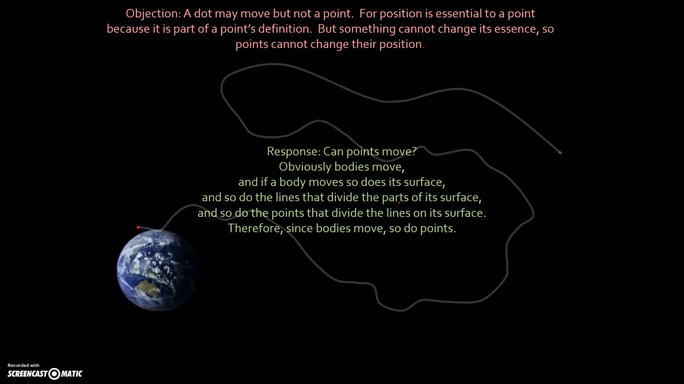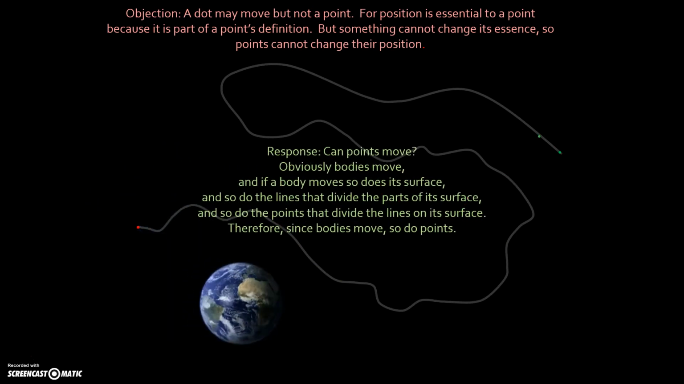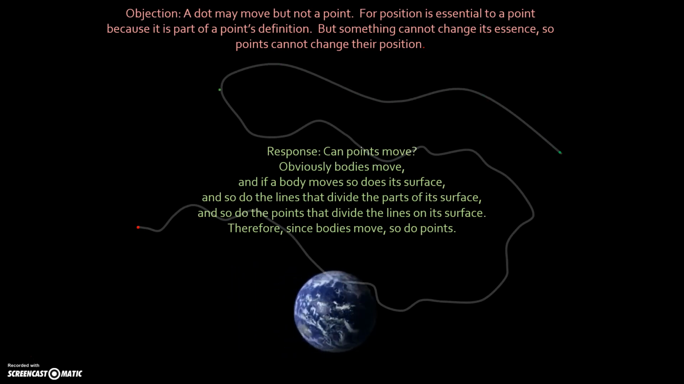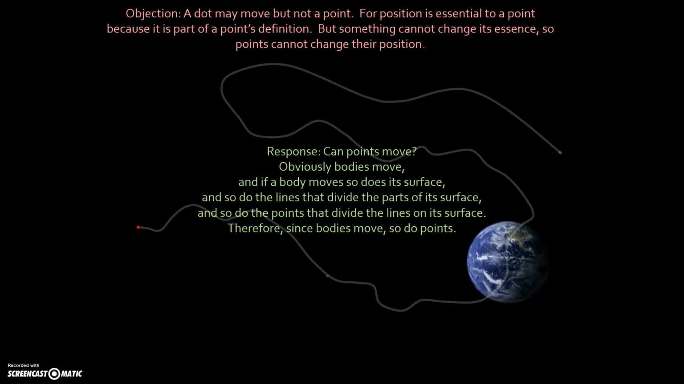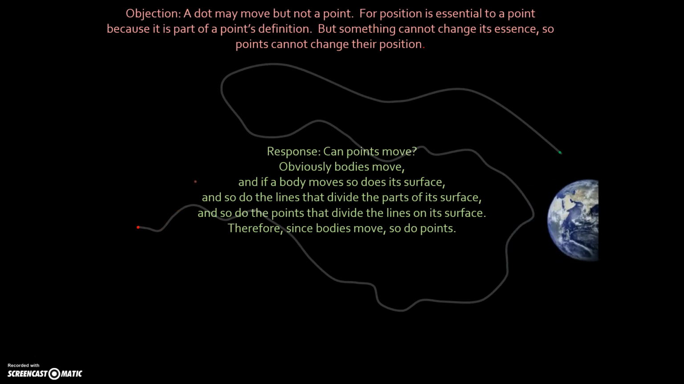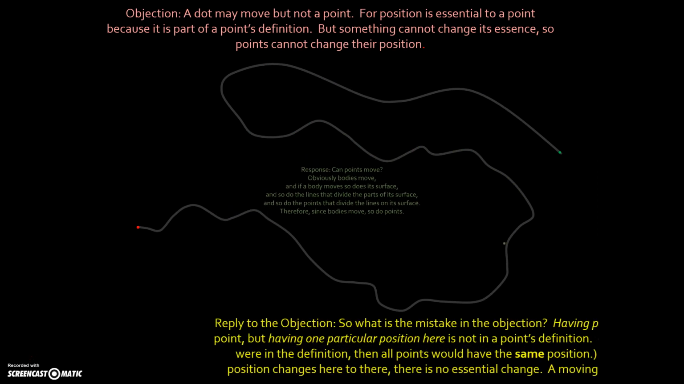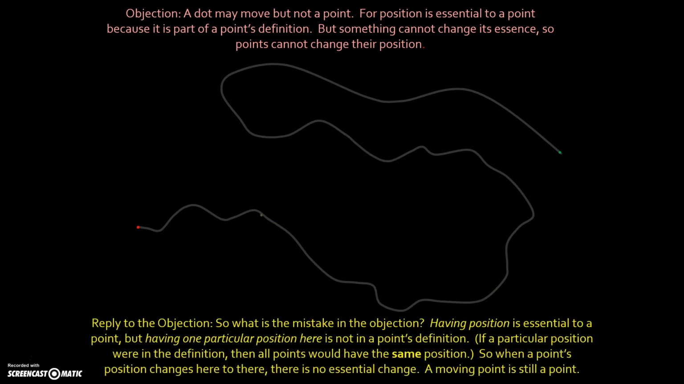Obviously, bodies move, and if a body moves, so does its surface, and so do the lines that divide the parts of its surface, and so do the points that divide the lines on its surface. Therefore, since bodies move, so do points. How then are we to answer the objection? What is the mistake made in the objection? Having position is essential to a point, but having one particular position here is not in a point's definition.